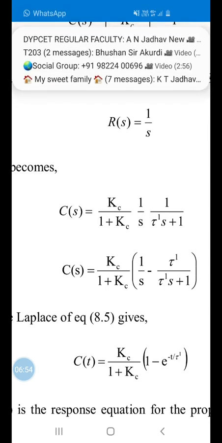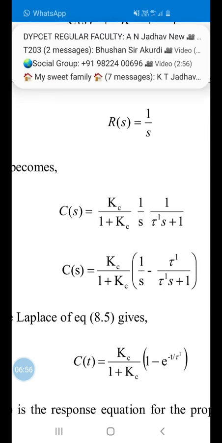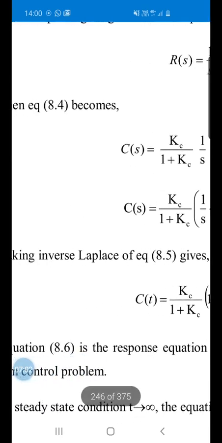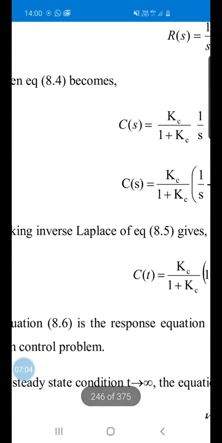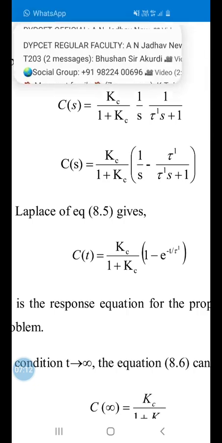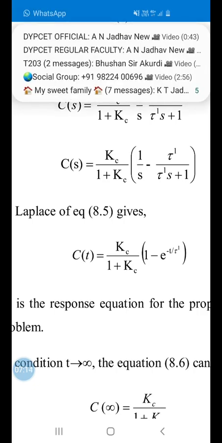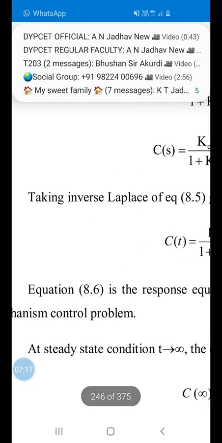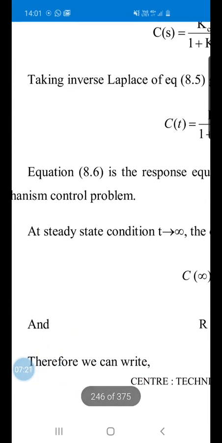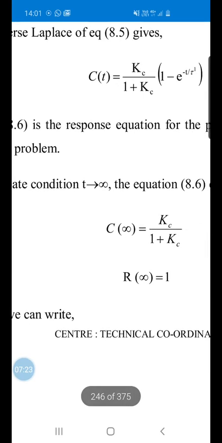If you solve this bracket, you will get the above terms 1 upon s and 1 upon tau dash s plus 1. So now for this term you can find out its inverse Laplace. C of s becomes c of t, Kc upon 1 plus Kc remains constant, 1 upon s becomes 1 minus e raised to minus t by tau dash. So this is called the response equation for the proportional controller, servo mechanism problem.